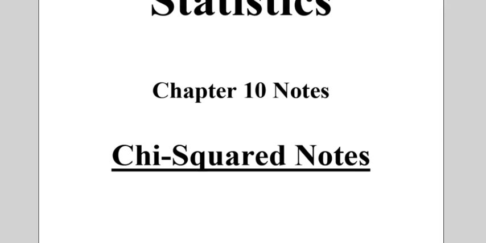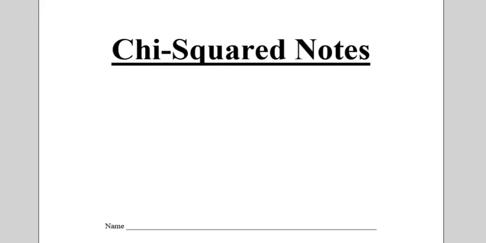Linear regression should be a throwback to Algebra 2. A lot of stuff we've already done before. This is new. We did not do chi-squared in Algebra 2. And it is chi-squared, not chi-squared or chi-squared. It is chi, that's how it's pronounced, just so you know.